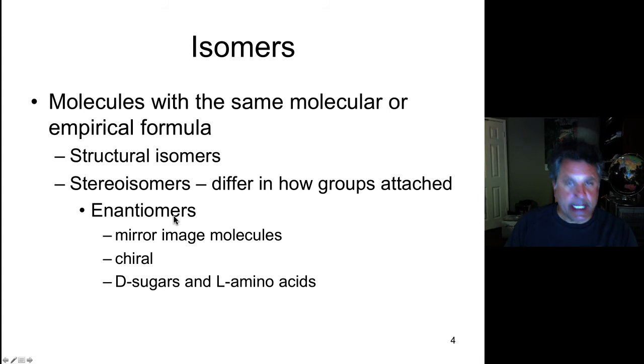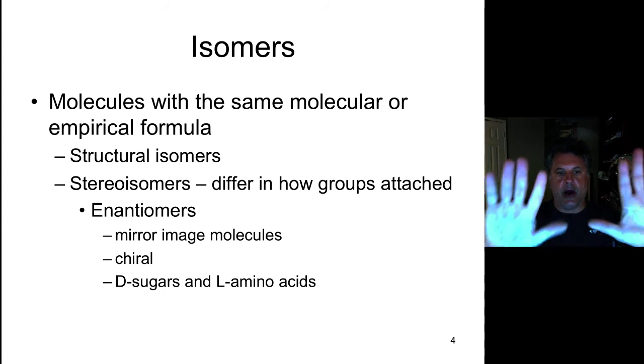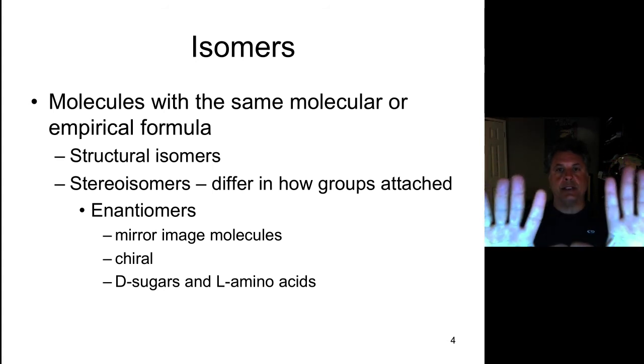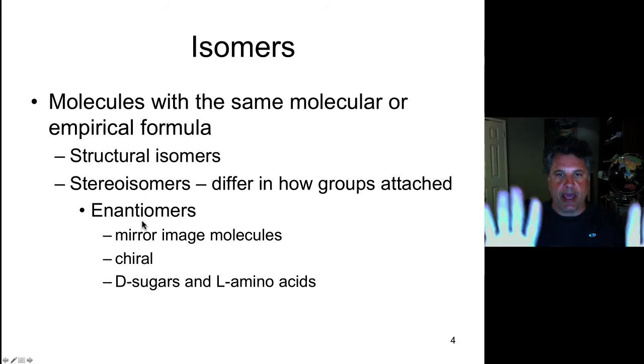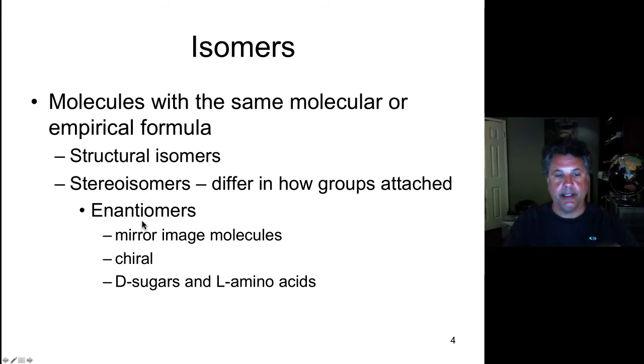enantiomers. And enantiomers are a very special class of molecules. They are mirror images of each other, like your hands are mirror images of each other. So they are a subclass of stereoisomers. And because of that, we have a right hand and a left hand. Enantiomers are what we call chiral. That is, they have a handedness to them. We can call them left or right, L or D, D for dextro, right, L for levo, left.